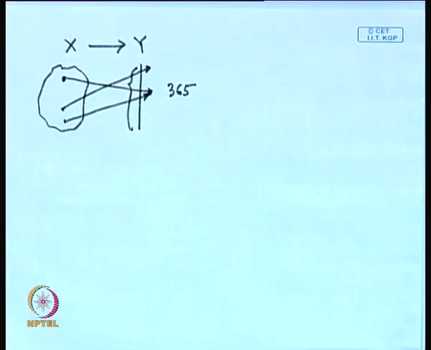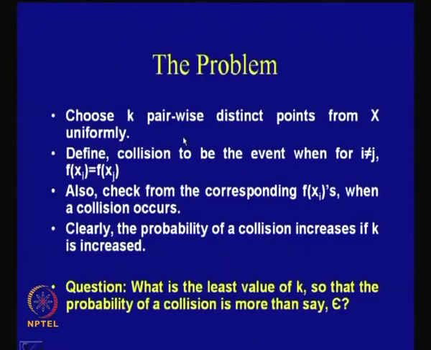So we can abstract out this problem as this: choose k pairwise distinct points from x uniformly and define collision to be the event that for i not equal to j, f(xi) is equal to f(xj), and we check the corresponding f(xi)'s for when a collision occurs. Clearly the probability of a collision increases if k is increased. That is, if I choose a large number of students from the class, then the probability that they are born on the same day also increases, right?